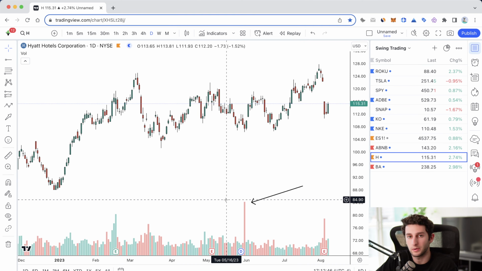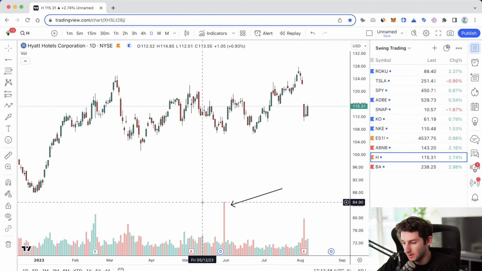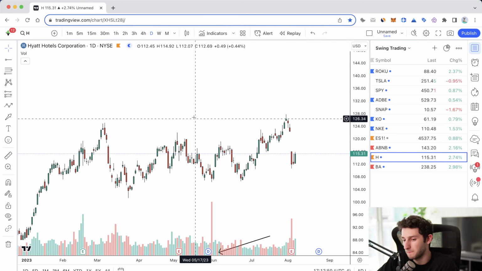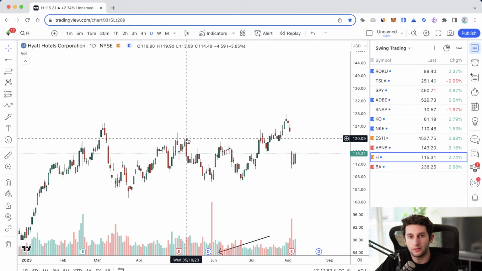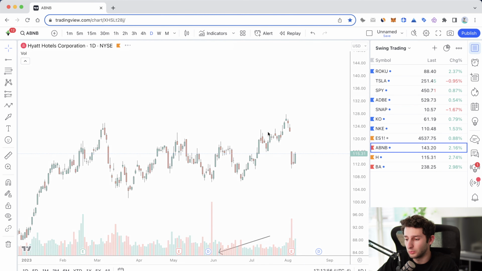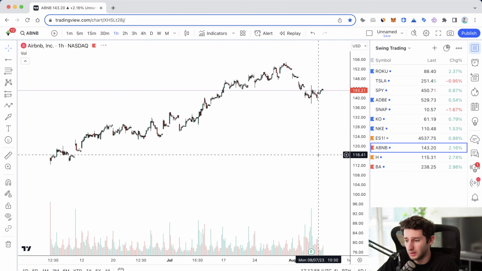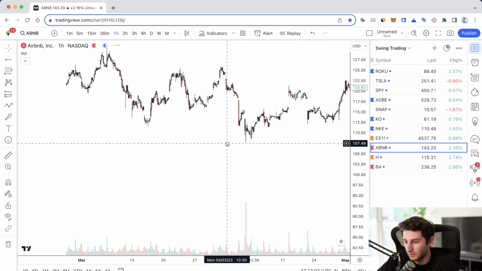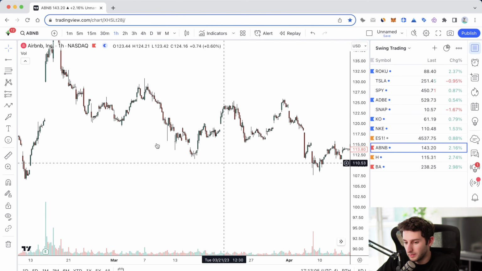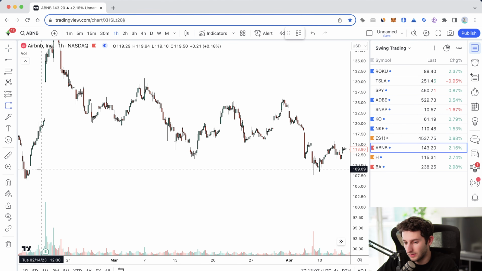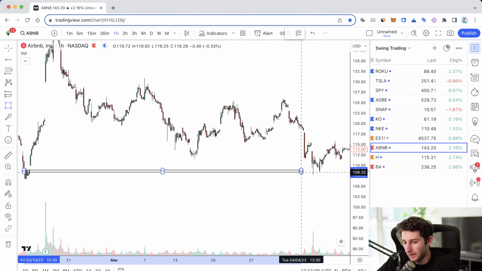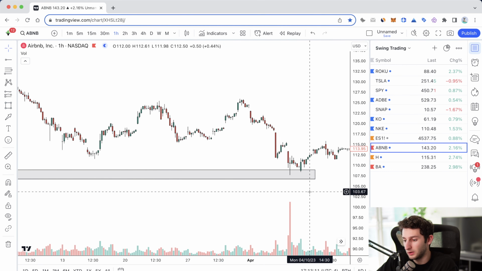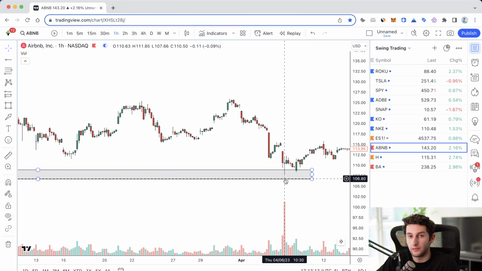Now, how do I use this in my trading? How do I add it to confirmation? The first thing you've got to understand is that volume by itself is not a strategy. You need to add it with something else, whether it's supply and demand, or whatever it is. I can show you right now a really good example on Airbnb. Remember that volume spike that we had right here? It came right into a demand zone. If I extend this demand zone all the way out, that huge volume into demand, that is a very good setup.